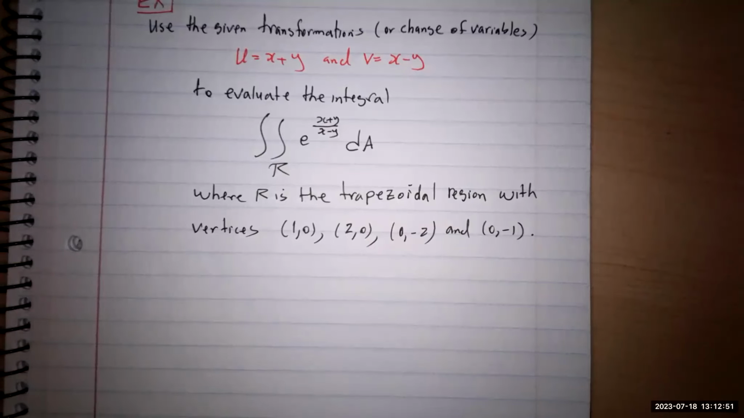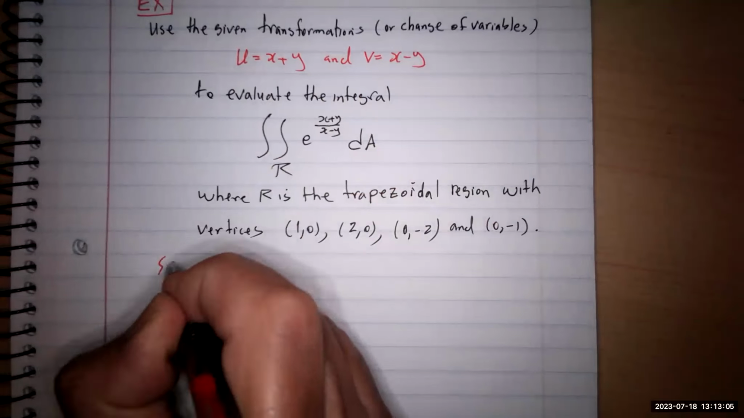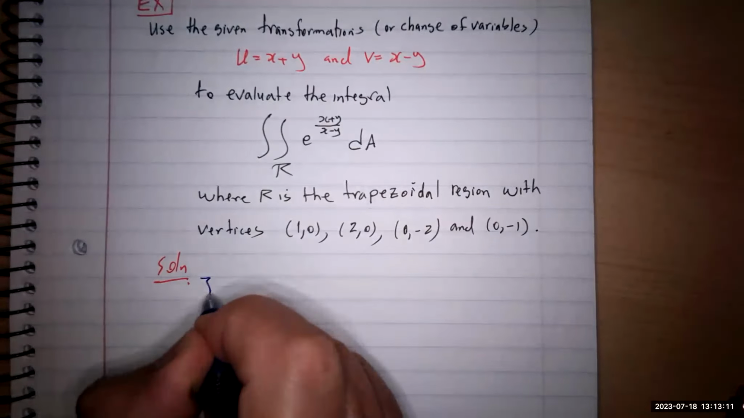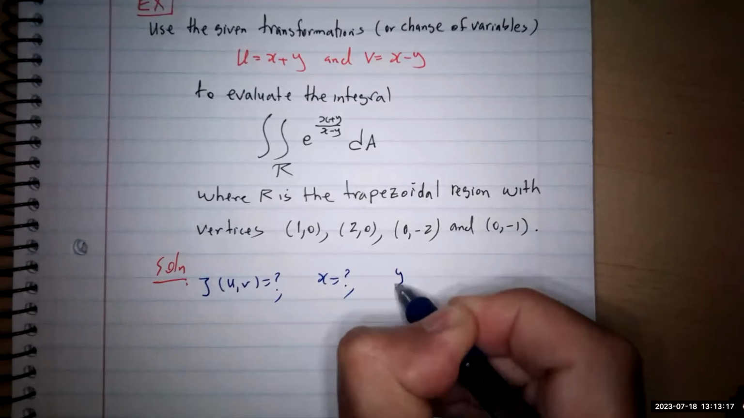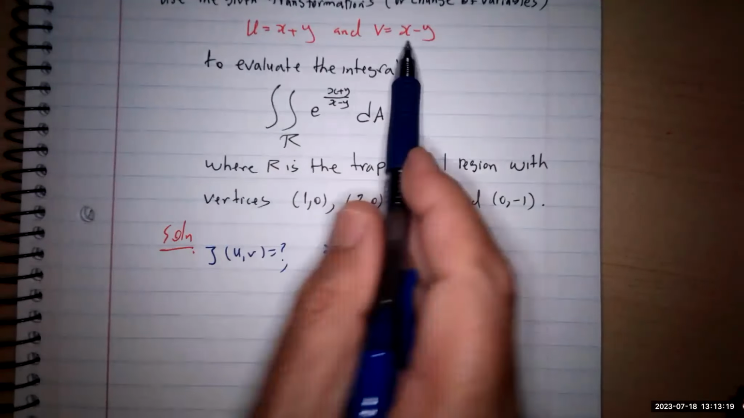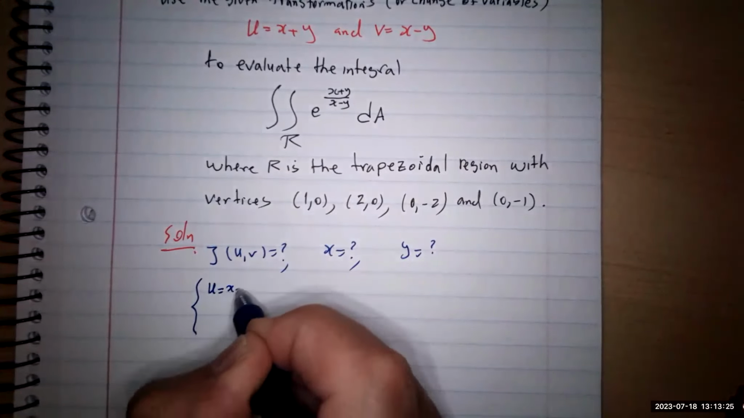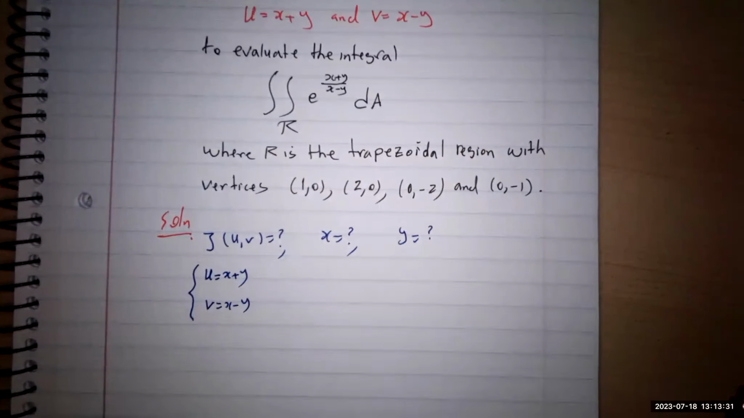Okay, the first step. We need to find the Jacobian, so you have to solve for x and y to get those preliminaries first, and then we get through the solution. So let's go for that. We would like to find the Jacobian, so you need x, you need y. Bring them in. So what do you have? u is equal to x plus y, v is equal to x minus y. That would be easy.